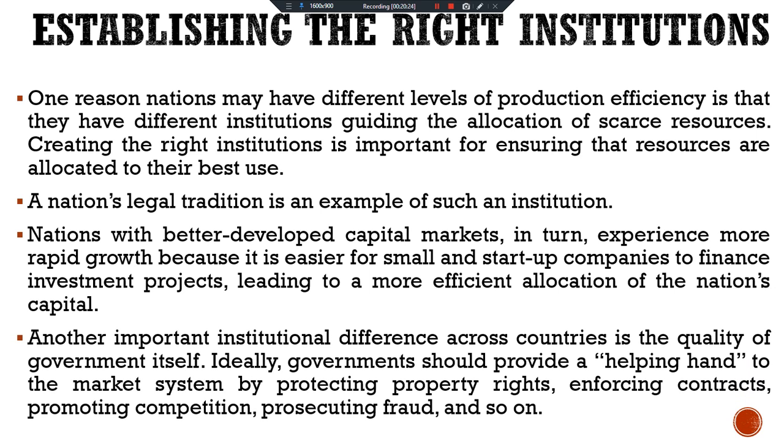Another important institutional difference across countries is the quality of government itself. Ideally, government should provide a helping hand to the market system by protecting property rights, enforcing contracts, promoting competition, prosecuting fraud, and so on. Yet governments sometimes diverge from this ideal and act more like a grabbing hand, grasping resources by using the authority of the state to enrich a few powerful individuals at the expense of the broader community.